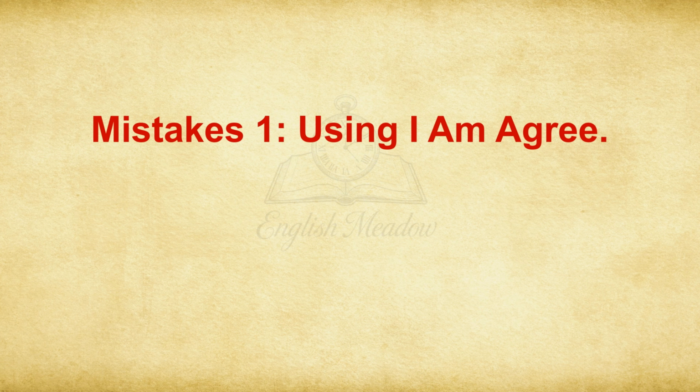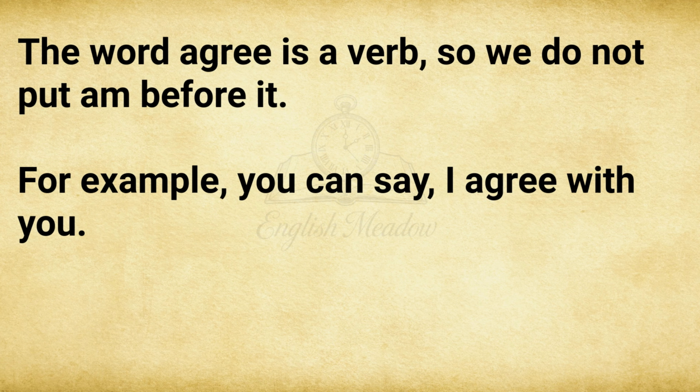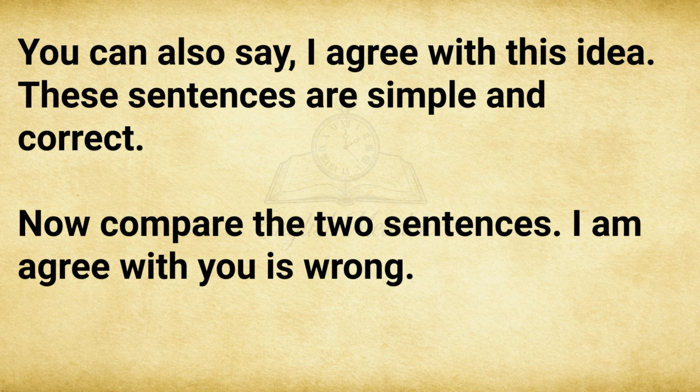Mistake 1. Using "I am agree." One common mistake is saying, "I am agree." It sounds natural if your first language uses a similar structure, but it is not correct in English. We say, "I agree." The word agree is a verb, so we do not put am before it. For example, you can say, "I agree with you." You can also say, "I agree with this idea." These sentences are simple and correct.